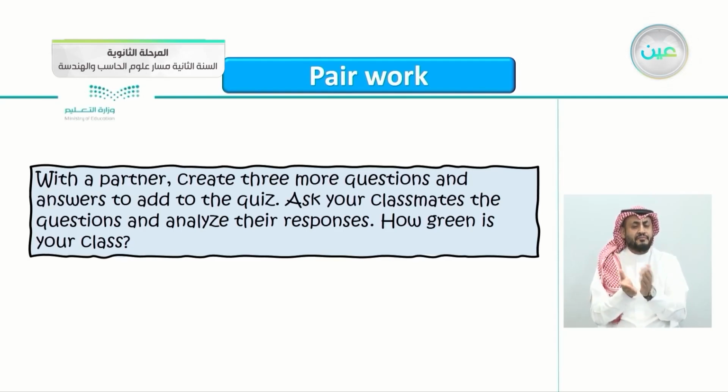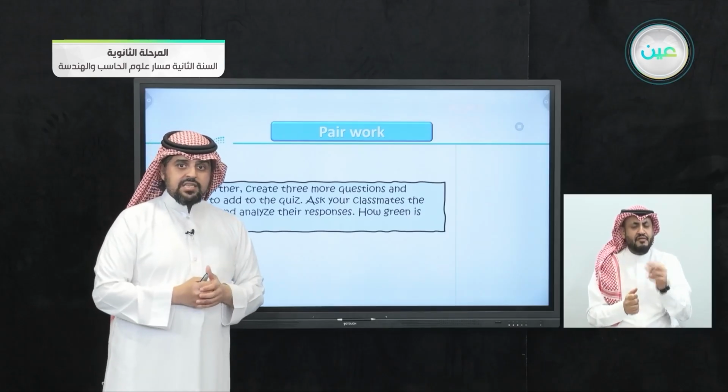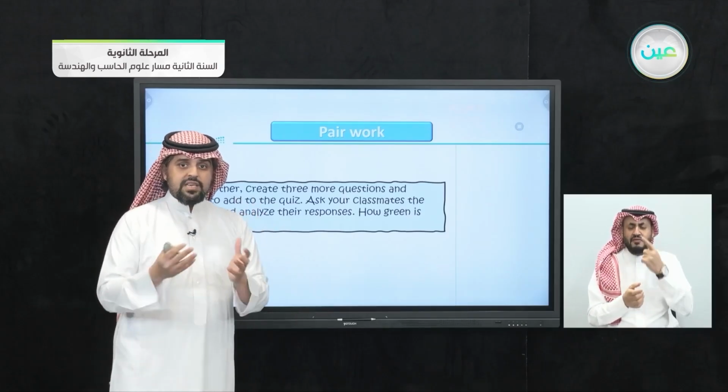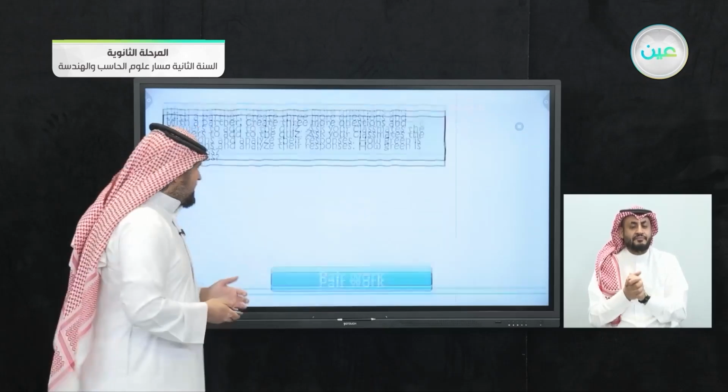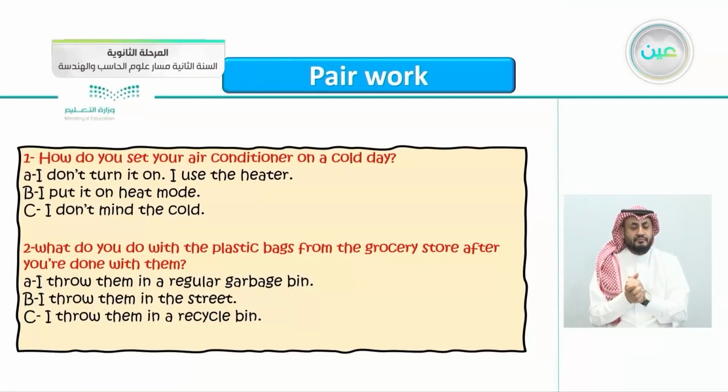So write 3 questions, each with multiple answers, just like the questionnaire here, to see how green your class is. I wrote just 2 as an example, and you can write 3 other than these 2. For example, the first one: how do you set your air conditioner on a cold day? Not on a hot day, on a cold day.